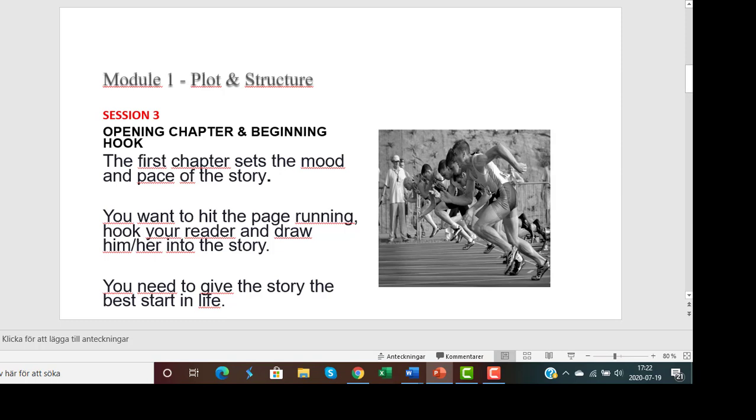So you want to avoid detailed descriptions of surroundings, setting, and characters because big chunks of narrative can be boring. You want to hit the page running, hook the reader, and draw him or her into the story. You need to give the story the best start in life.